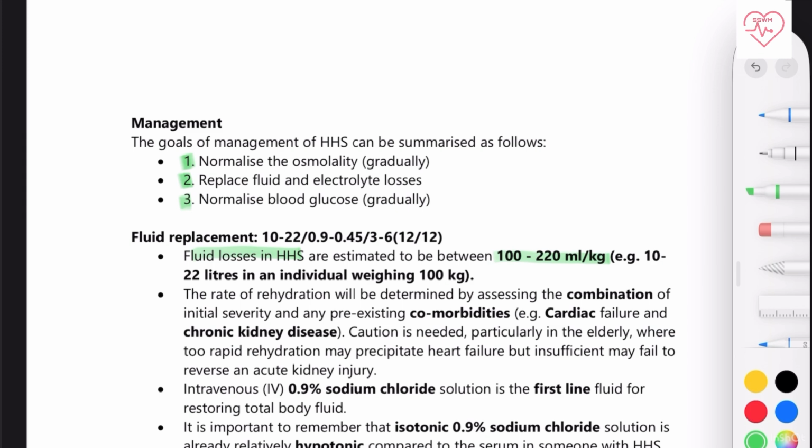Now, the rate of rehydration is determined by the initial severity and also the comorbidities. If the person is elderly, too rapid rehydration can precipitate heart failure, and insufficient rehydration would fail to reverse acute kidney injury. Okay.